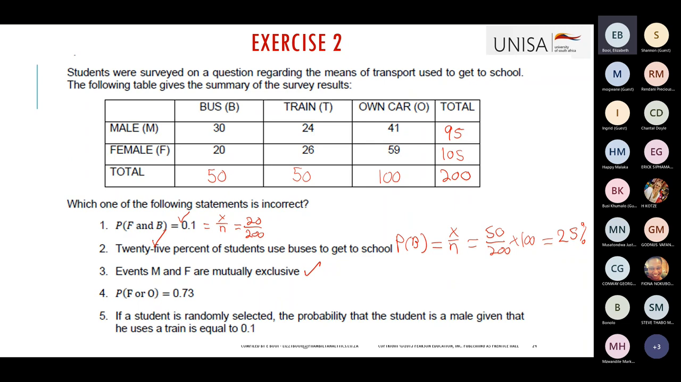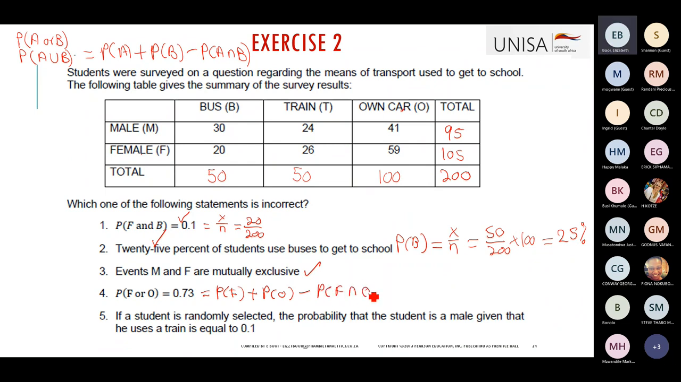The probability of F or O is 0.735. So we know that the probability of F or O can be given by the probability of F. Remember, we have the probability of A or B, or we can write it as the probability of A union B, which means one and the same thing. It's given by the probability of A plus the probability of B minus the probability of A and B. Now, instead of writing A and B, we're going to use the letters that we are given, O and F: the probability of F plus the probability of O minus the probability of F and O.